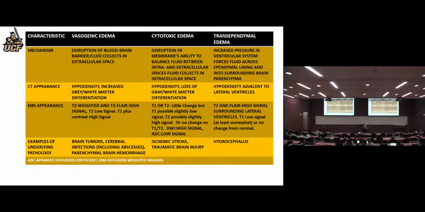This is a table. Again, on these tables, I don't want you to memorize them, but to read them, and if you're doing something and you forget what's what, you can see many of the things, not every single point, listed here about the mechanisms of the different edemas, the CT appearance, the MRI appearance, and some examples of underlying pathology.